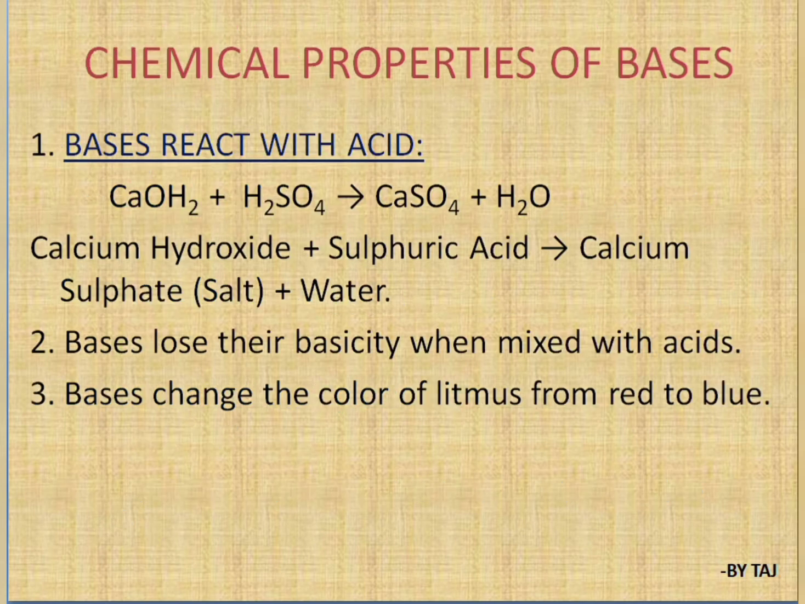So coming to the chemical properties of a base, first property is bases react with the acid. When a base reacts with the acid, it forms a salt and water. Example, calcium hydroxide reacts with H2SO4 sulfuric acid, giving rise to calcium sulfate, that is salt, plus water. Second property, bases lose their basicity when mixed with the acid because these bases neutralize the acid. Bases change the color of litmus from red to blue.